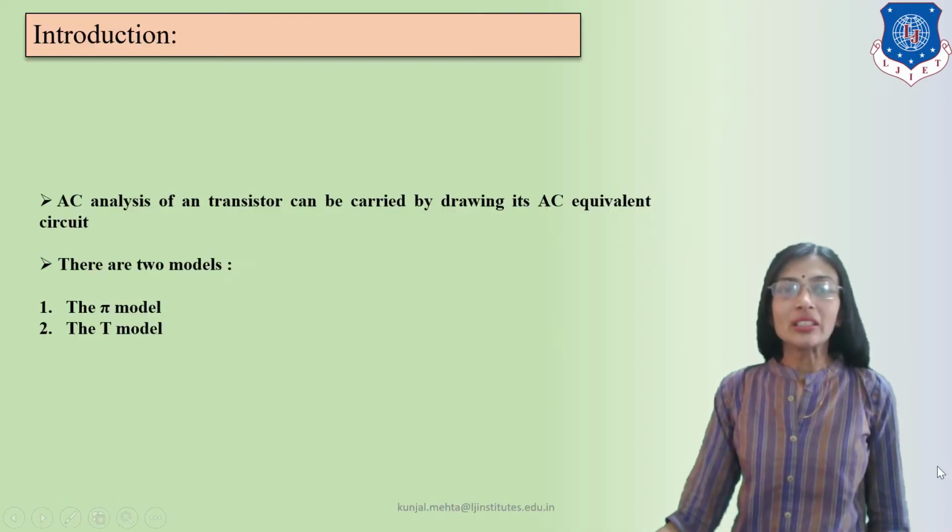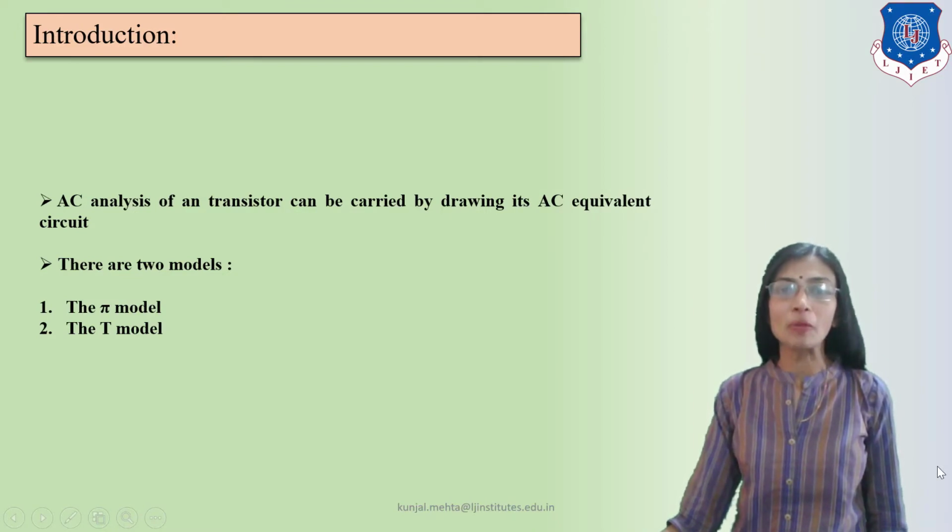So let's start with the introduction of pi and T model, types of AC models. AC analysis of a transistor can be carried out by drawing the AC equivalent circuit. We can easily draw the DC circuit of the biasing and bipolar junction transistor. But there are two main models in AC models if we want to do the AC analysis and we want to use the BJT as an amplifier.